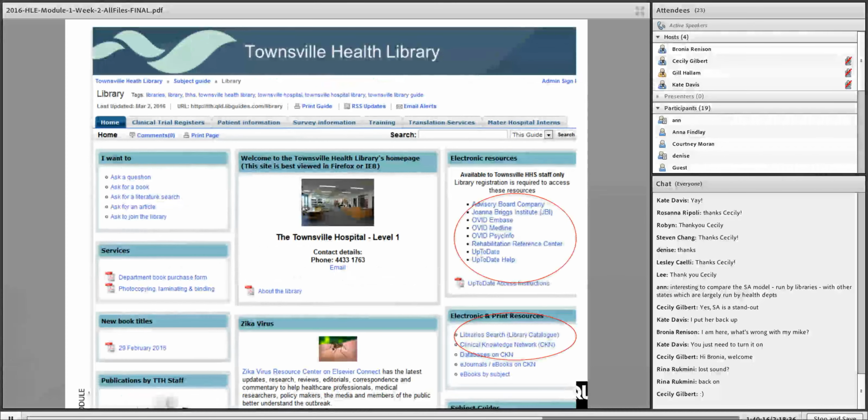Next one. Okay. Townsville Health Library, this is our homepage. Yes, it's a LibGuide. It's not published on the open internet. It is as close to a one-stop shop as we can get. If you look on the lower right, under electronic and print resources, you'll see the link to CKN.